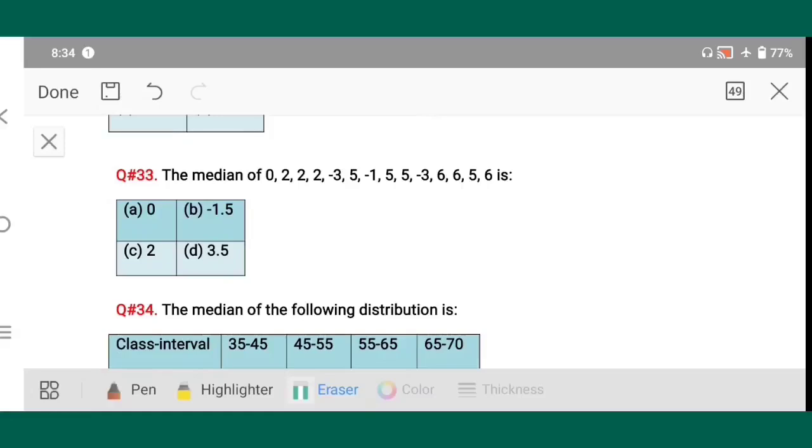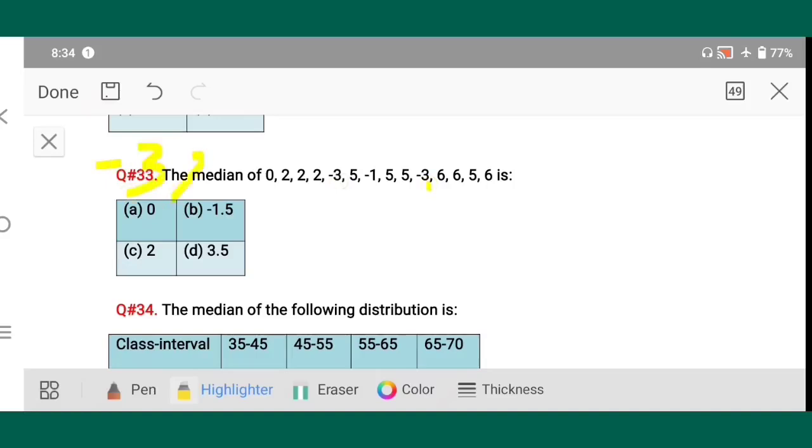Question number 33. The median of these values is, the options are 0, minus 1.5, 2, 3.5. To find the median, first we will arrange the values in ascending or descending order. Let's say we are going to arrange these values in ascending order. Start from the lowest value. So I think here minus 3 is the lowest value.